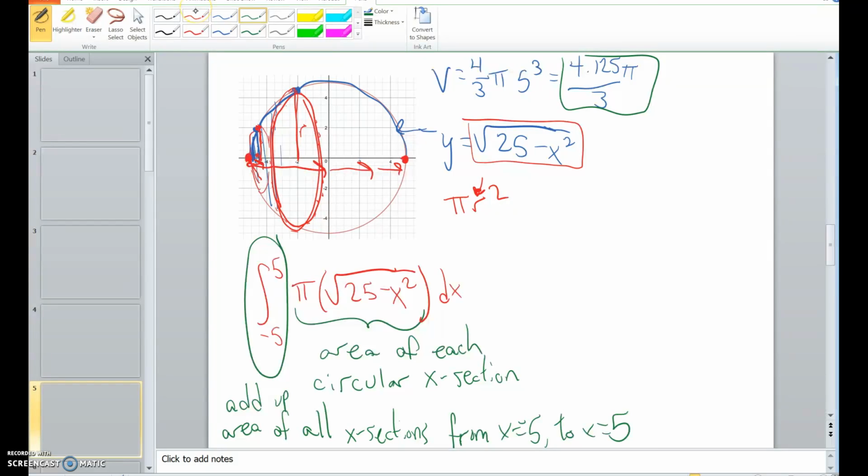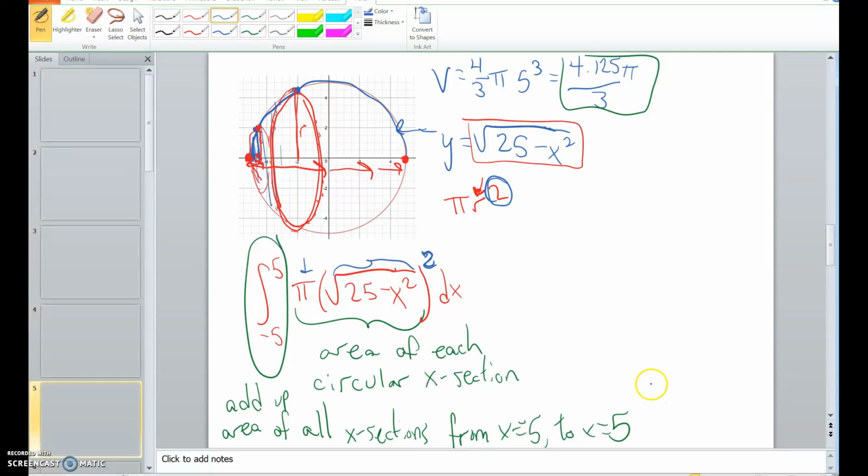Okay, before you put it in the calculator, we've left off something important. The formula for the area of a circle is pi r squared. So we've got the pi, we've got the r, but I forgot the squared. This whole thing needs to be squared. Okay, so now go ahead and put it in your calculator.